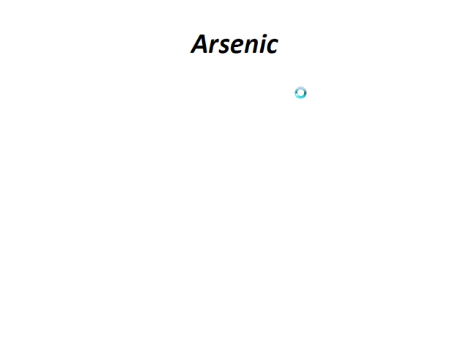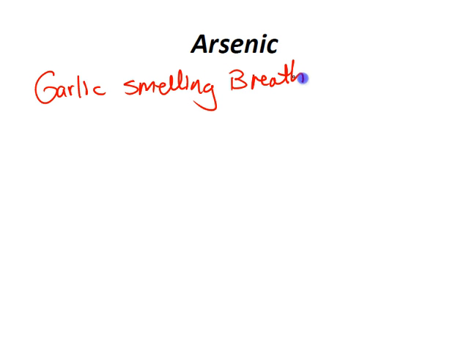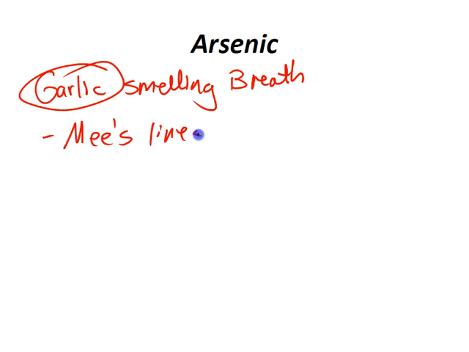So how about arsenic? Arsenic's a fun little guy. His symptoms, what's your clue for arsenic? What are you going to smell on your breath? Garlic. Garlic-smelling breath. That's your clue. You can have seizures, altered mental status, coma. You can also have these things called Mees lines, which are white horizontal lines on the fingernails.